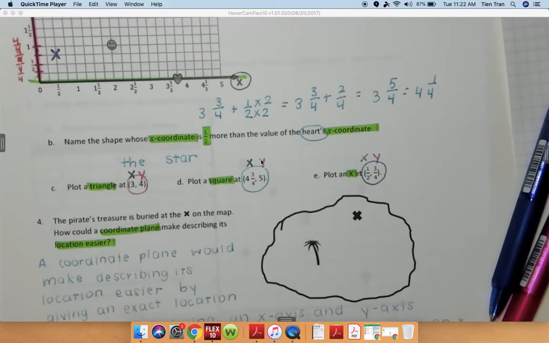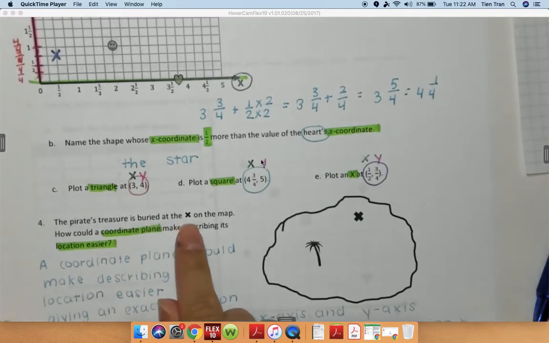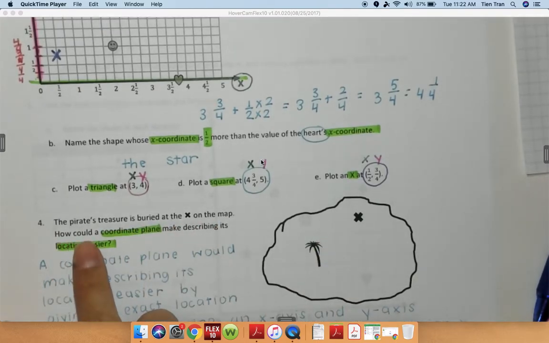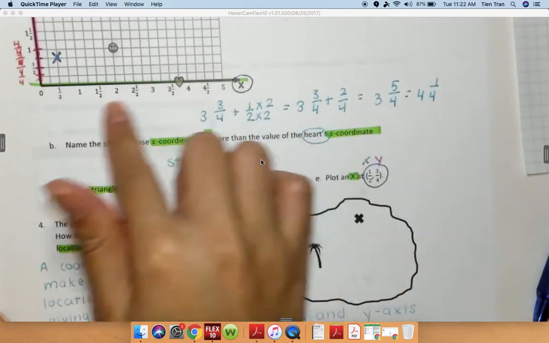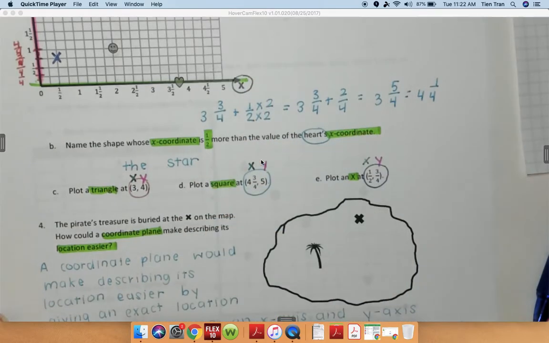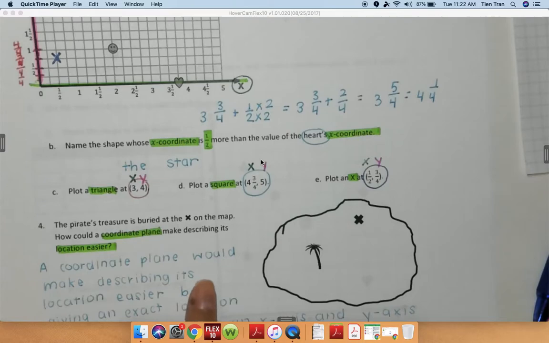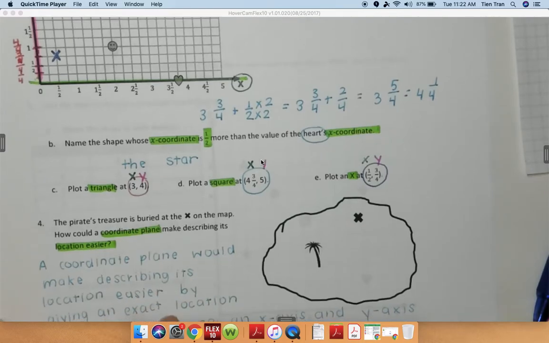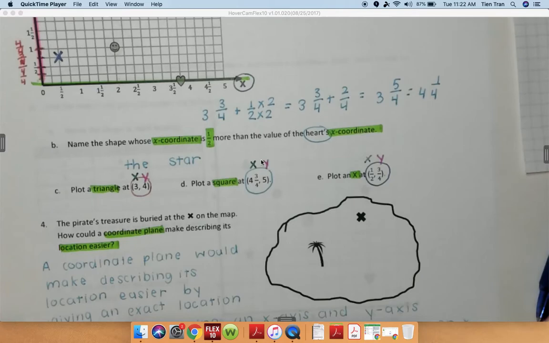Problem number 4 asks you the question, the pirate's treasure is buried at the X on the map. How could a coordinate plane make describing its location easier? So if you notice this location, this plane helps you figure things out easier. A coordinate plane would make describing its location easier by giving an exact location for the X. Drawing an x-axis and y-axis could make a scale and describe the position of the x.